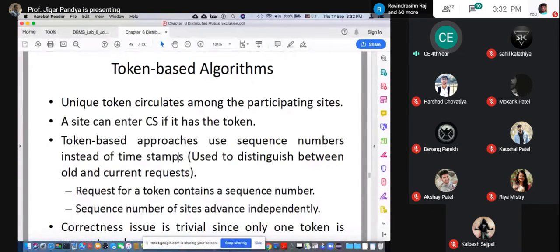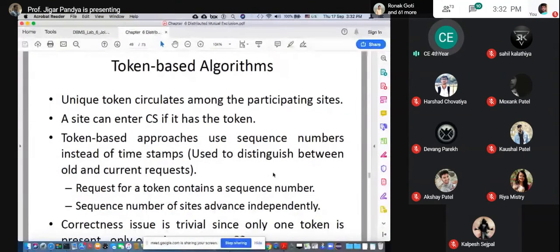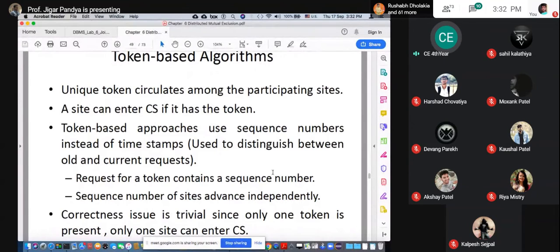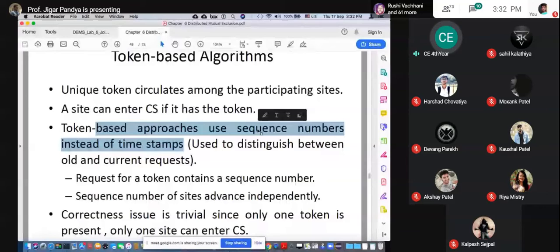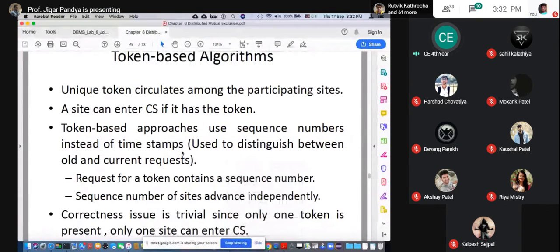Token-based algorithms use a concept called sequence number that we will take up in the next class. We'll touch on one token-based algorithm also, because I think token will interest you. Token as a data structure already interested you in the last class. So we'll talk about token-based algorithms in the next class, where we'll talk about something called sequence numbers, instead of timestamps. Fine. Over to you, next faculty.